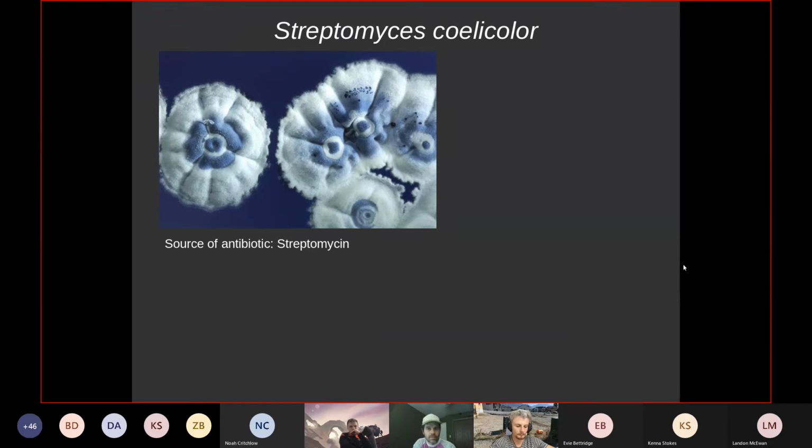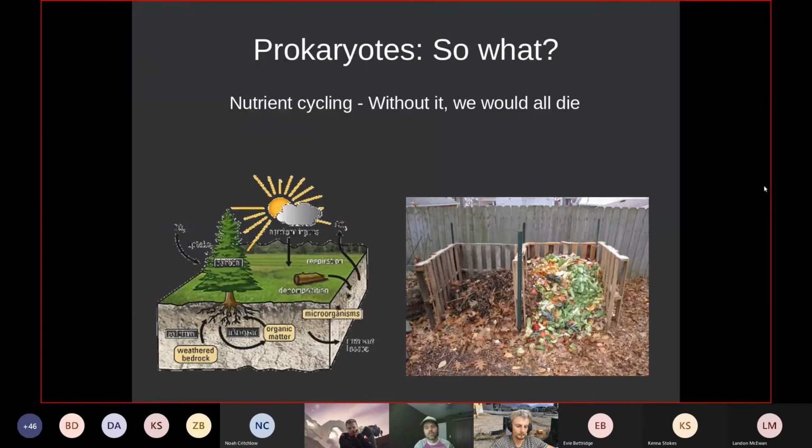right? Also medicines, right? The vast majority of our medicines come from fungi and bacteria. So streptomycin, seen here, antibiotics. But I think one of the most important for the entire life cycle on Earth is just nutrient cycling. Okay. Without prokaryotes, we're all doomed. The carbon and nitrogen cycles break down and everything becomes mineralized. Okay.